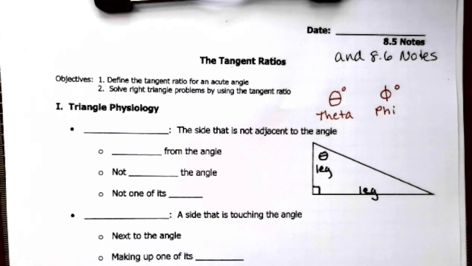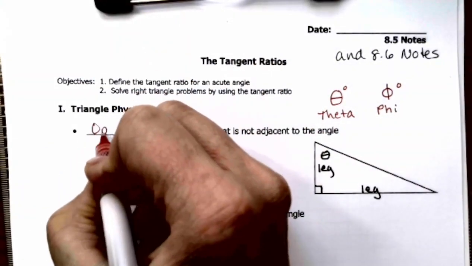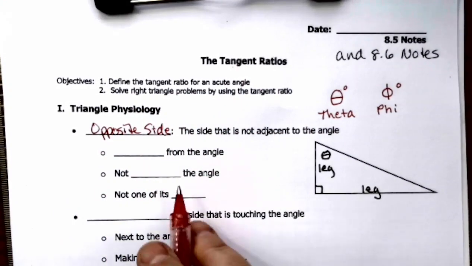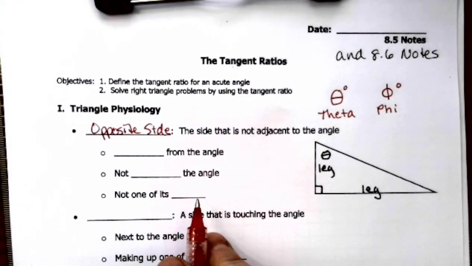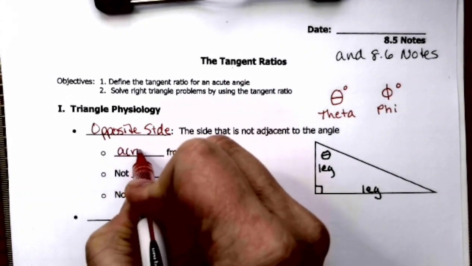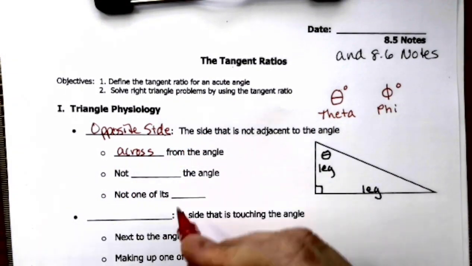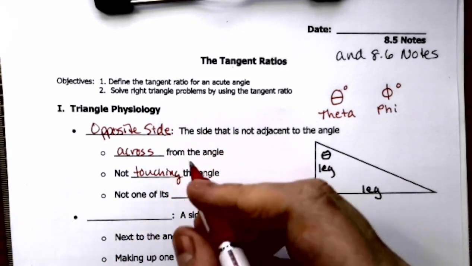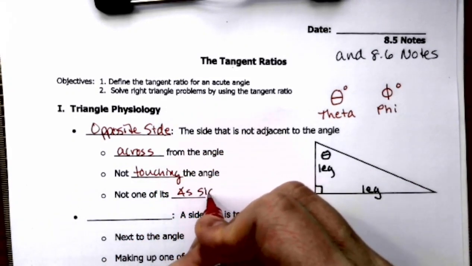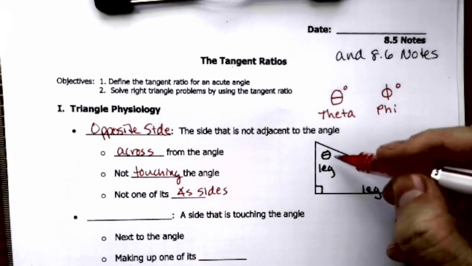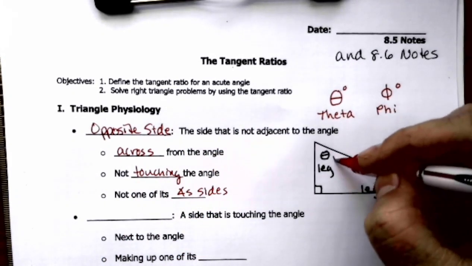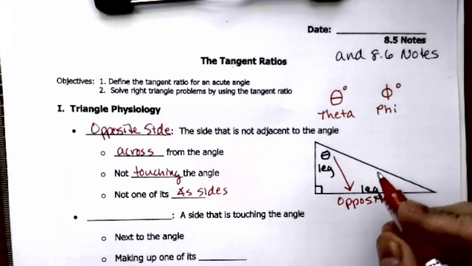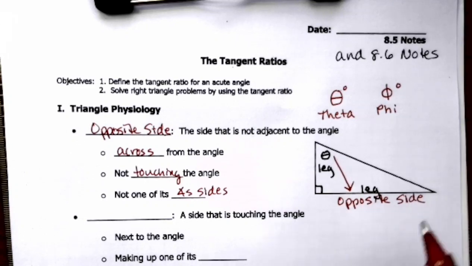Okay, so for triangle physiology, first thing you need to know is what is considered the opposite side. So it's the side that's not adjacent to the angle. It is across from the angle, and it is not touching the angle. It's also not one of the angle's sides. So looking at this drawing, if we go from angle theta, the opposite side is the leg across from theta.